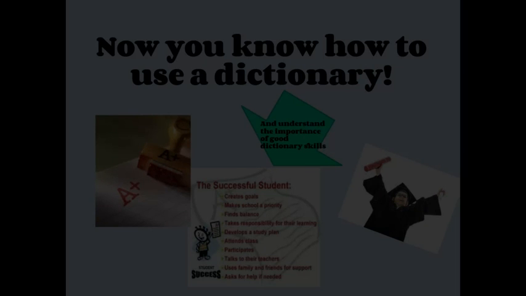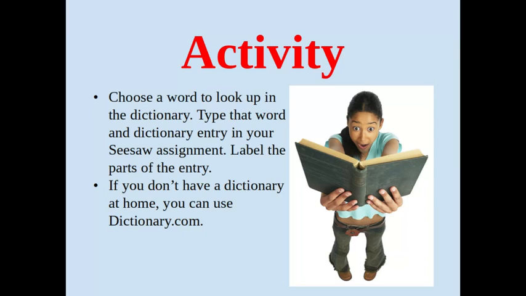You're going to choose a word to look up in the dictionary. You're going to type that word and dictionary entry in your seesaw assignment. You're going to label the parts of the entry. If you don't have a dictionary at home, you can use dictionary.com. So remember, if you don't have a dictionary at home, you can use dictionary.com, and that is linked in your Schoology reading course. You'll also have a seesaw assignment where you're going to put a few words in alphabetical order and try to decide if that word is going to go on that guide word page or not.